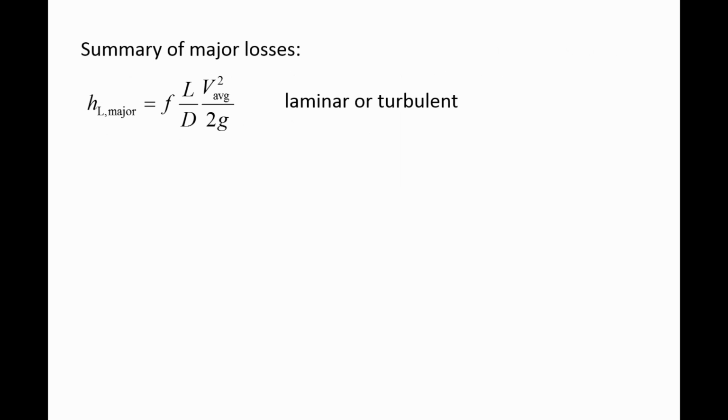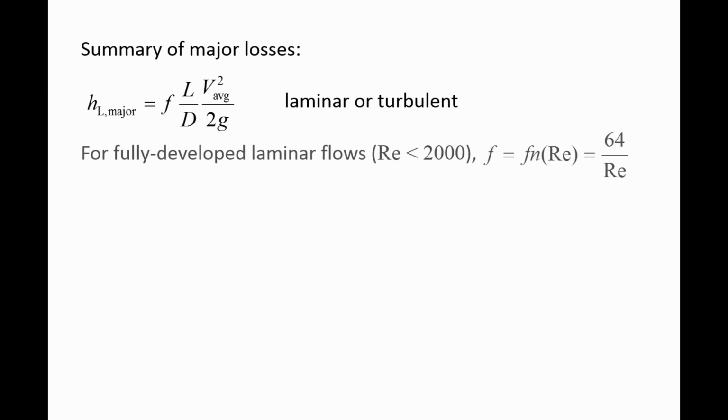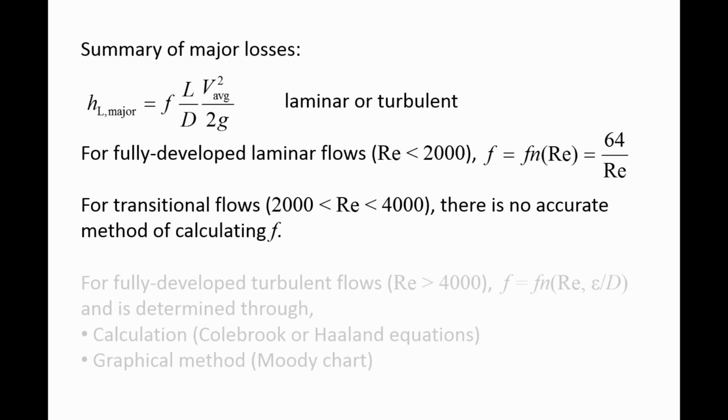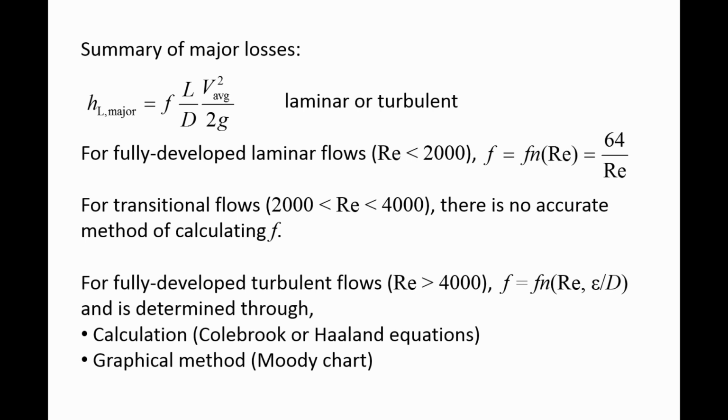In summary, the Darcy-Weisbach equation is used to calculate the major losses for both fully developed laminar and fully developed turbulent flows. For fully developed laminar flows, the friction factor is only a function of the Reynolds number and is equal to 64 over the Reynolds number. For transitional flows, there is no accurate method for determining the friction factor, and for fully developed turbulent flows, the friction factor is a function of both the Reynolds number and the relative roughness. It is determined through calculation using the Colebrook or Haaland equations, or using the Moody chart, which is a graphical method.